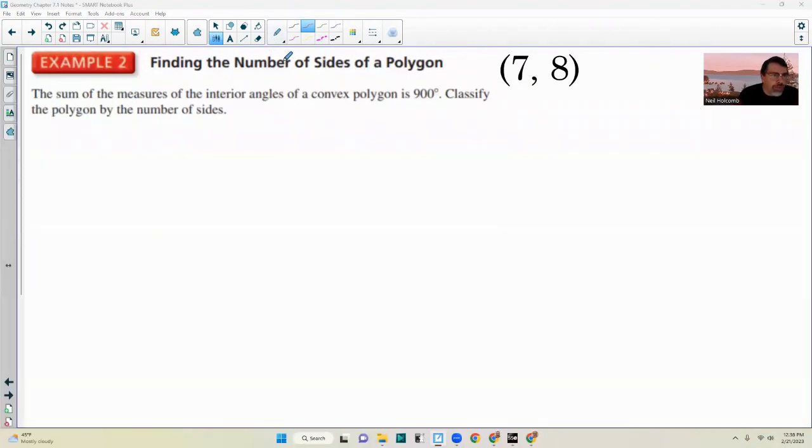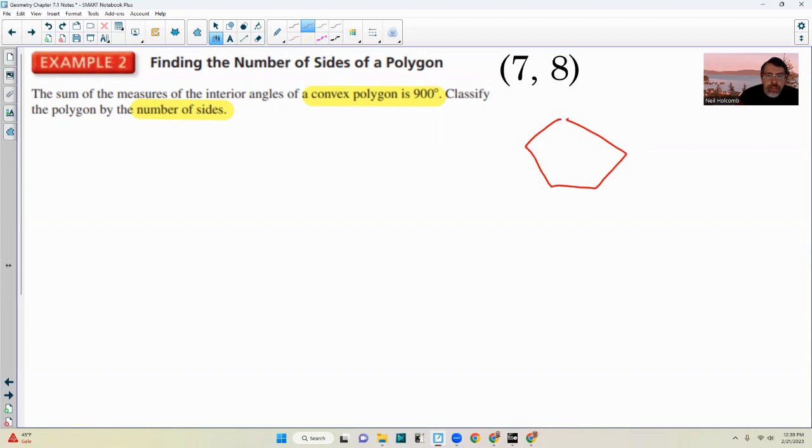Okay, so here's example 2, finding the number of sides of a polygon. The sum of the measures of the interior angles of a convex polygon, I'm going to highlight that, is 900 degrees. Classify the polygon by the number of sides. Okay, convex. Let's talk about the words first. So let's do a convex quadrilateral, four-sided figure. Actually, let's go five-sided figure. Let's do a pentagon. So here's a pentagon.